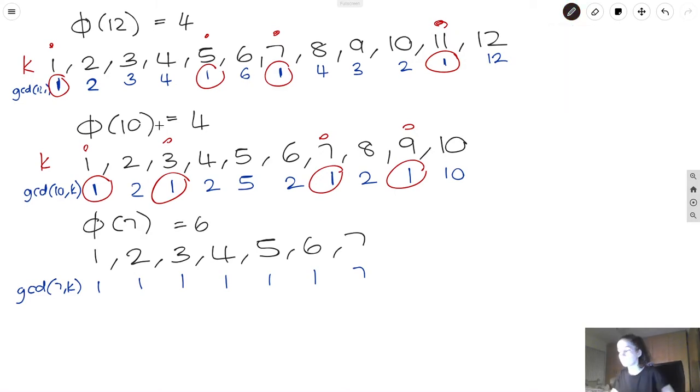So what you'll notice is that for every phi of a prime number, the answer will always be the prime number itself minus 1.